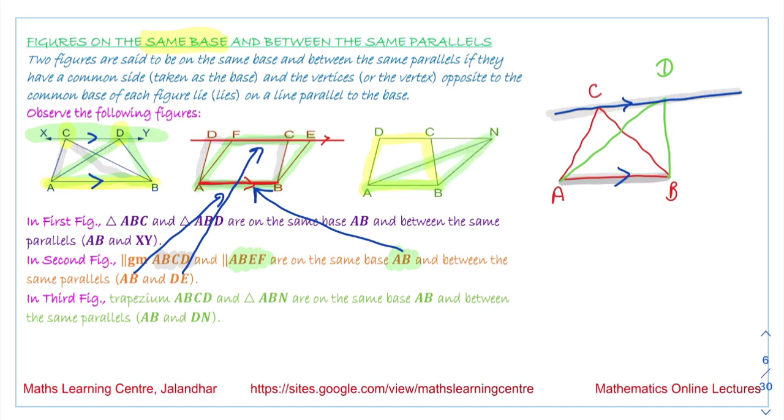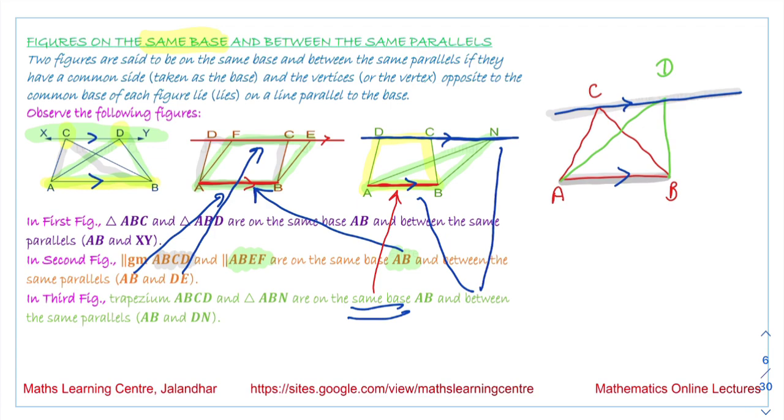We are talking about this triangle. Now, we are saying they are lying on the same base. This is the base AB we are talking about. They are lying on the same base and they are lying between the same parallels. The parallel line we are talking about is DN over here. This is AB over here. So, these are the two parallel lines and this is the same base we are talking about.